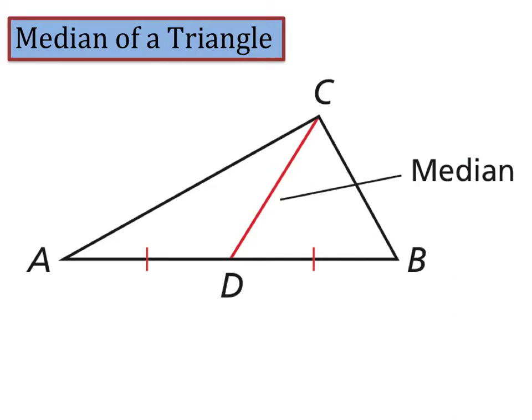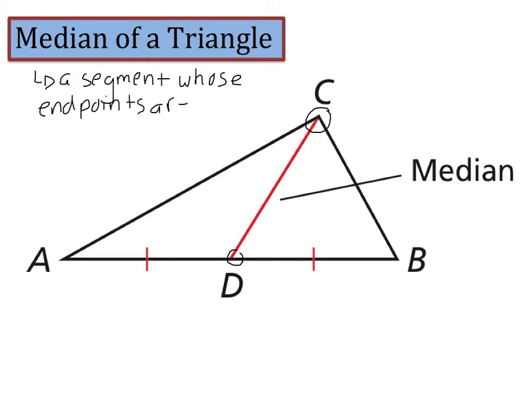In this picture we see a median drawn in a triangle. Now the median of a triangle is a segment whose endpoints are a vertex and the midpoint of another side. So our definition for the median of a triangle is a segment whose endpoints are a vertex and the midpoint of the opposite side.